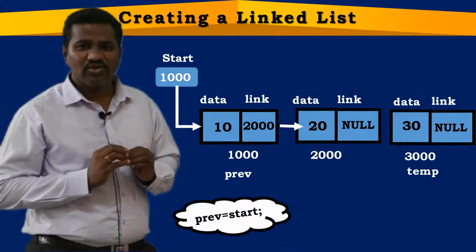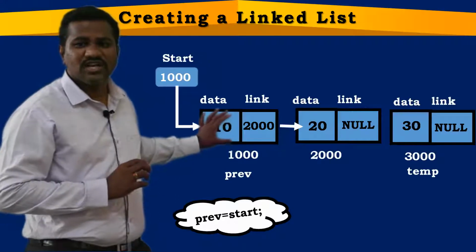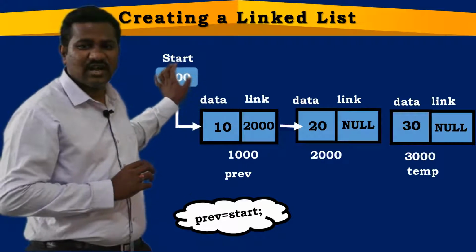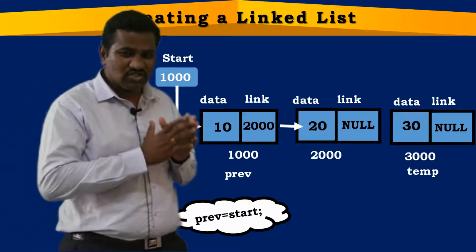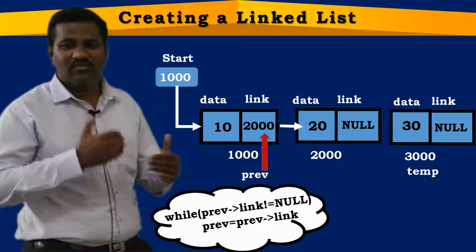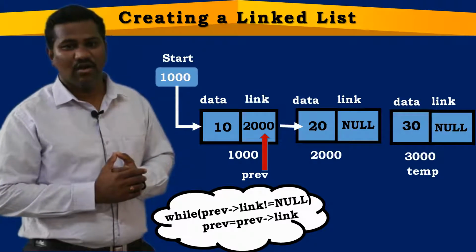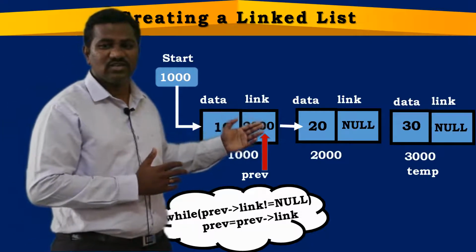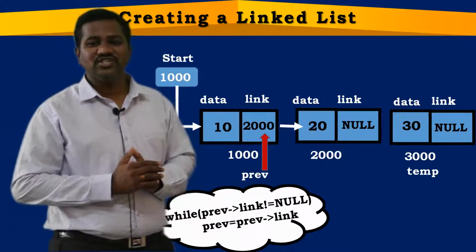For that, again we need to start from the first node onwards. We already have the previous variable, and this start address I'm storing in previous. That means previous is pointing to the first node. After that, the while loop is going to be executed in such a way that it checks whether previous arrow link is not equal to null. Previous arrow link, what does it contain? 2000. 2000 not equal to null means the condition is going to be true.